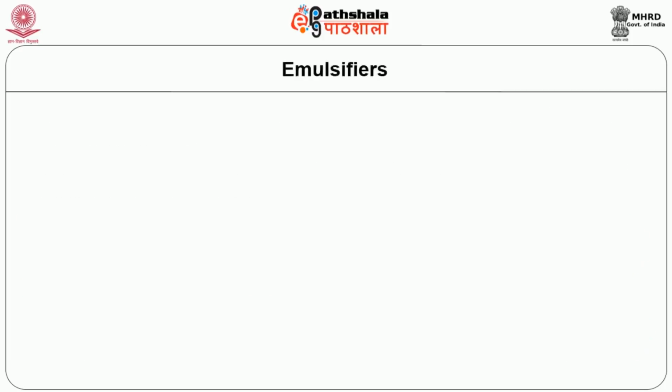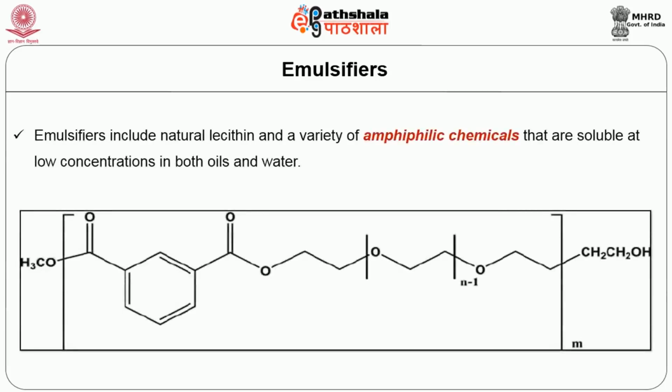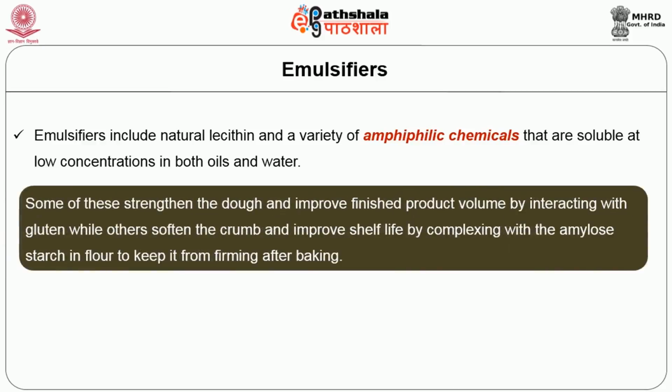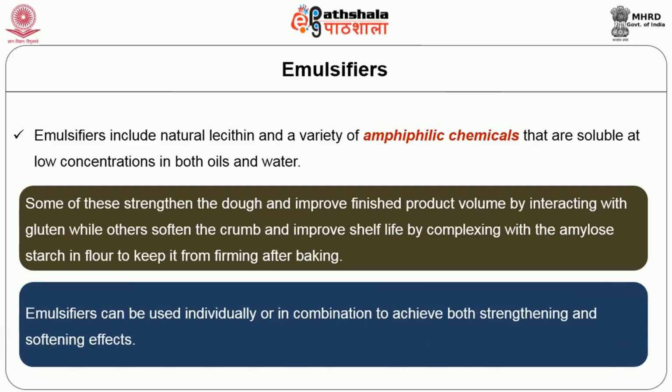Another class is emulsifiers. Emulsifiers include natural lecithin and a variety of amphiphilic chemicals that are soluble at low concentrations in both oils and water. Some of these strengthen the dough and improve finished product volume by interacting with gluten, while others soften the crumb and improve shelf life by complexing with the amylose starch in flour to keep it from retrograding after baking. Emulsifiers can be used individually or in combination to achieve both strengthening and softening effects.